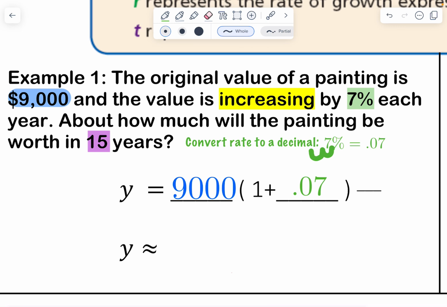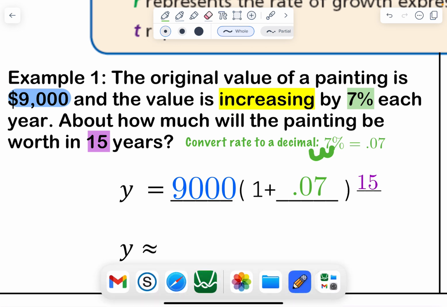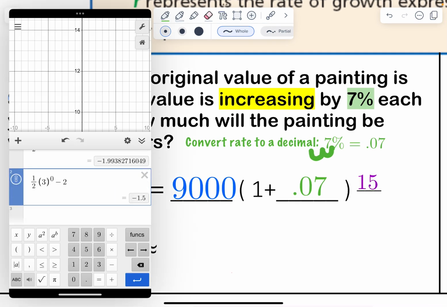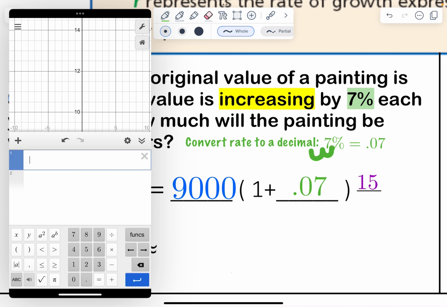The last thing we're going to do, our time, our 15 years, is going to go up into the exponent. Now from here, all we need to do, I'm sure you already guessed it, we're going to grab Desmos and we're just going to type this in. So we have 9,000, parenthesis, 1 plus 0.07. I'm going to hit my exponent button, which is that A to the little b. It's going to move my cursor up, and I'm going to put in my 15.